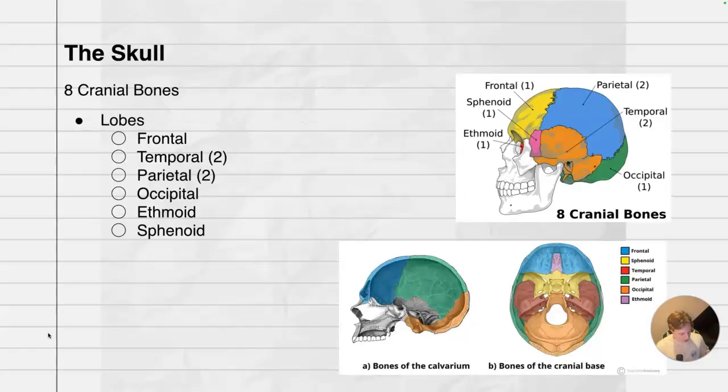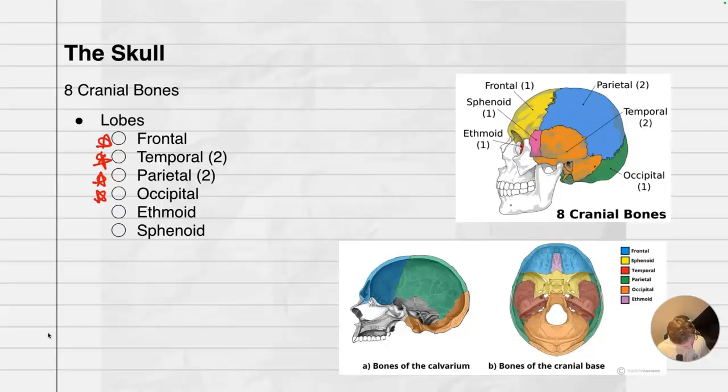Alright, so let's talk about the skull. When we talk about the skull, there's 8 cranial bones, and there's going to be 14 other facial bones, which we'll cover in the next slide. But the important ones to know here are our frontal bone, temporal bone, parietal bone, and our occipital bones. The only ones we have 2 of are our temporal and parietal, as we can see.